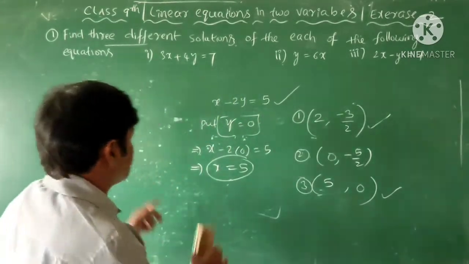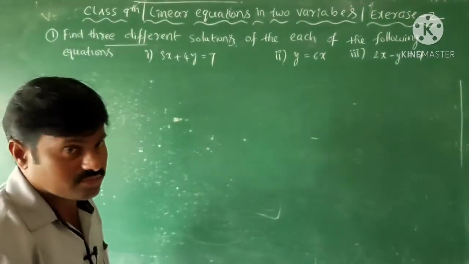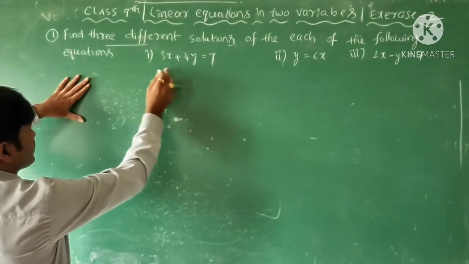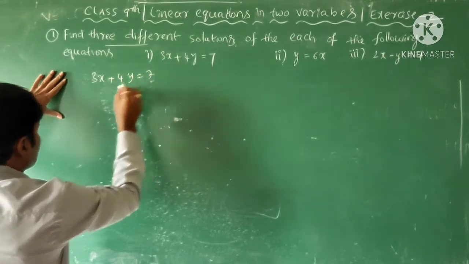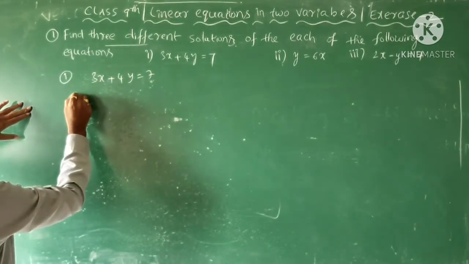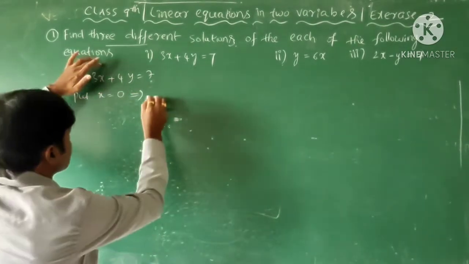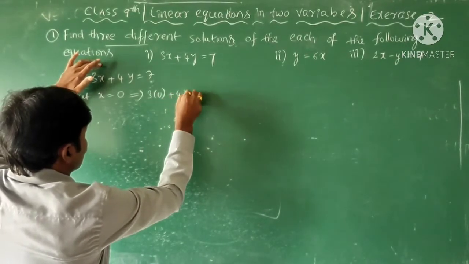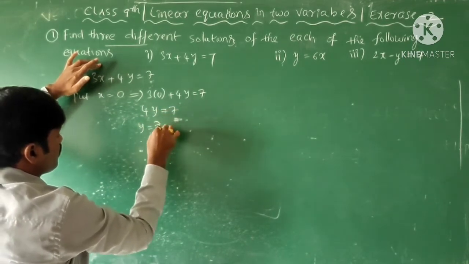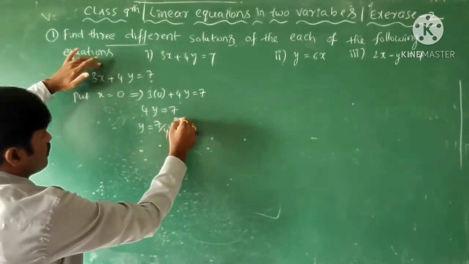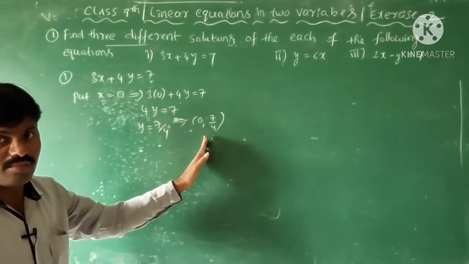Okay, now see, fatafat we will solve these. For this, first try to write 3x plus 4y is equal to 7. For the first solution I am writing here, put x is equal to 0, then it becomes 3 into 0 plus 4y is equal to 7, 4y is equal to 7, then y is equal to 7 by 4. Now what is the ordered pair? Your ordered pair is 0 comma 7 by 4. This is one ordered pair, this is one solution.